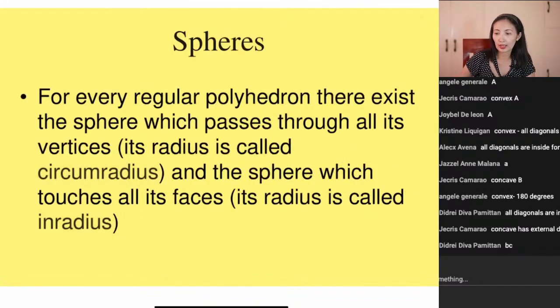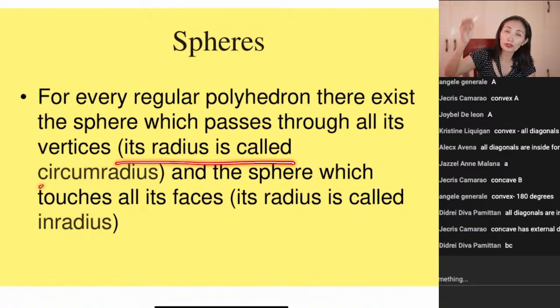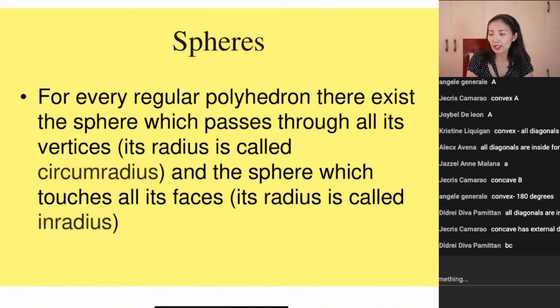Now, spheres. For every regular polyhedron, there exists a sphere which passes through all the vertices. Its radius is called the circumradius. And the sphere which touches all the faces, its radius is called the inradius. So there are two spheres. One sphere passes through all the vertices, and the other sphere touches all the faces.